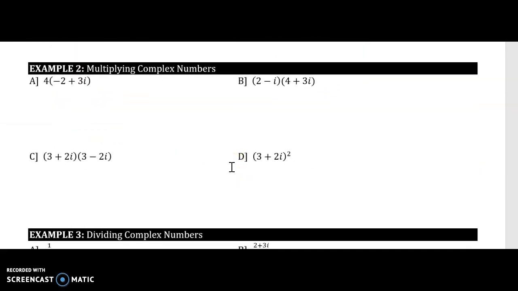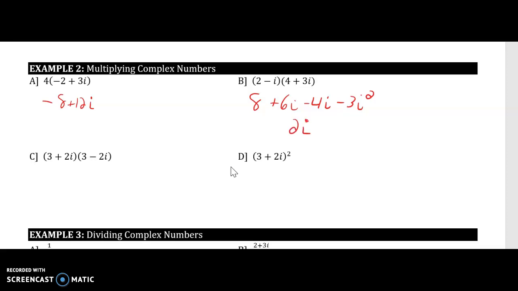Now we're going to multiply complex numbers. So we're going to multiply by 4. So this is going to be negative 8 plus 12i. Over here we're going to FOIL. So we have 8 plus 6i minus 4i minus 3i squared. So those are some things we need to put together. We need to put this together. So that's going to be 2i.